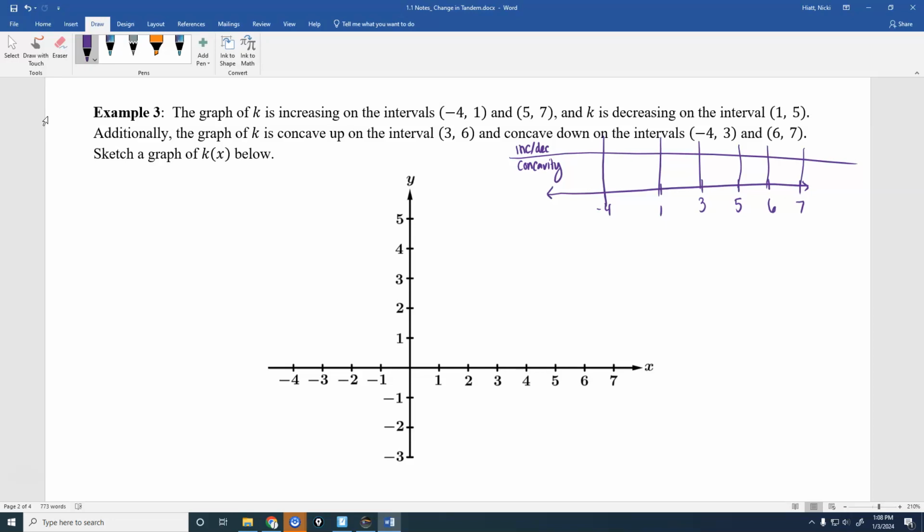I like to do this because it just helps me keep things straight so much better. So if we read through it, it says the graph of K is increasing from -4 to 1. So from -4 to 1, we're increasing. And 5 to 7. So 5 to 7 right here, we're increasing here and here. And then we are decreasing from 1 to 5. So decreasing here and decreasing here.